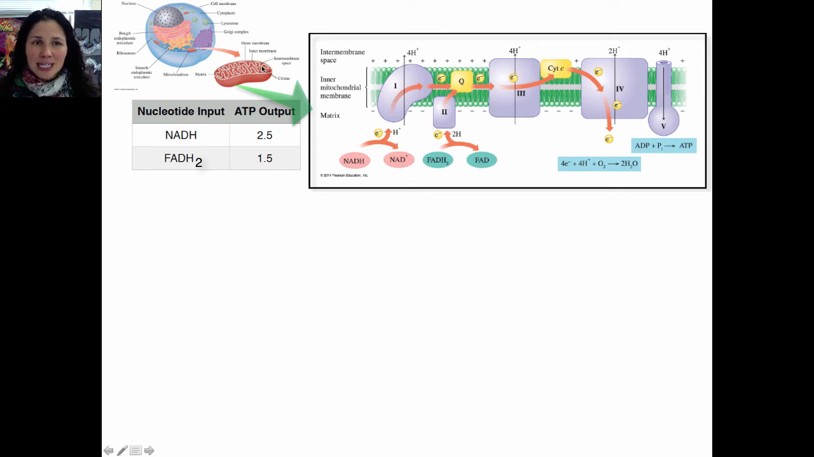This inner membrane is where the electron transport chain exists, and it's represented by this cartoon. Here's the inner membrane, and the phospholipids are represented by these green squiggly lines. This is the inner membrane of the mitochondria. In this diagram, the top space represents the intermembrane space between the inner membrane and the outer membrane. And the bottom of the diagram represents the matrix, or the very core of the mitochondria.